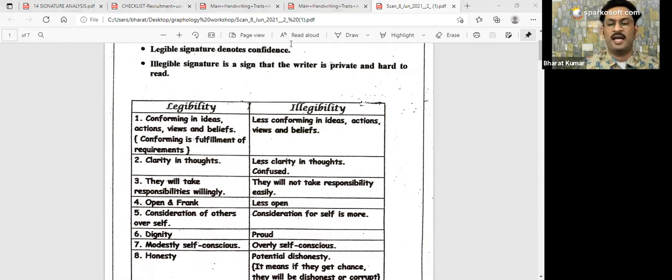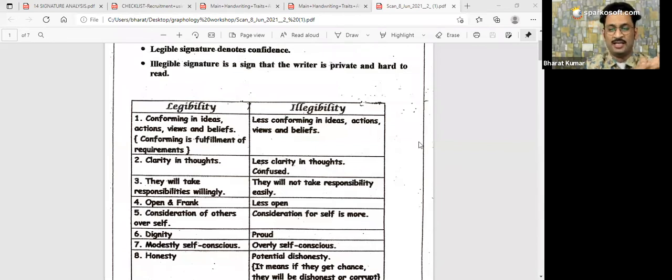What is the simple meaning of legible signature? Legible signatures are those which can be understood easily. If I'm going to sign with the name Bharat, and if my signatures are understandable, readable for anyone, you will say legible signature. And if you are having such kind of signature which cannot be understood or no one is able to understand actually what is written in the name of signature, then that kind of signature will be an illegible signature.